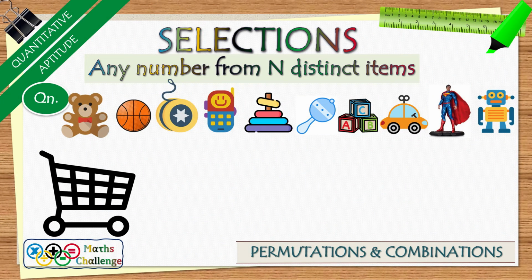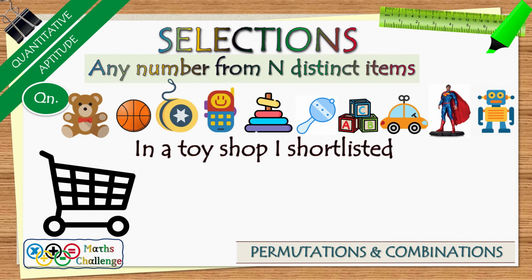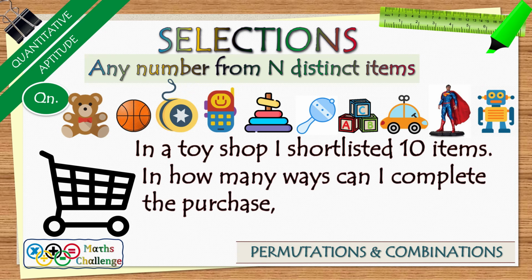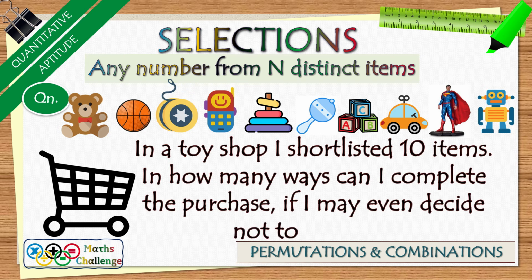Hi everyone. Today we are going to do a very important concept from permutations and combinations. Let me narrate the problem statement right away. In a toy shop, I shortlisted 10 items. In how many ways can I complete the purchase if I may even decide not to buy any?